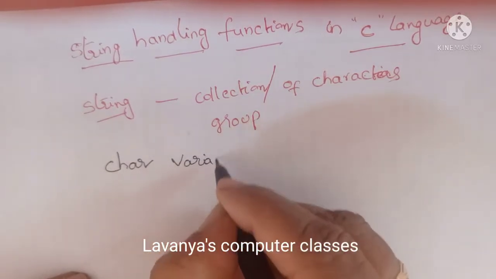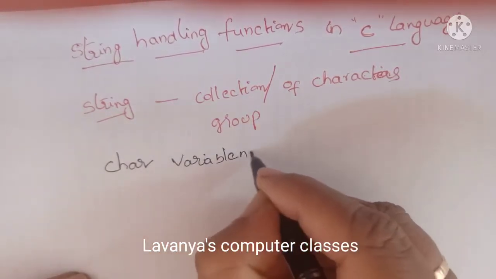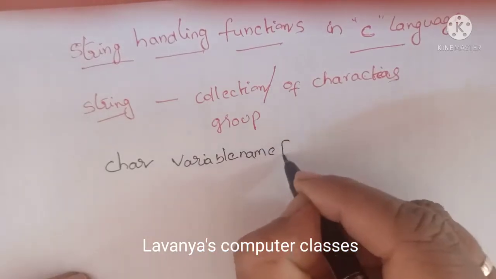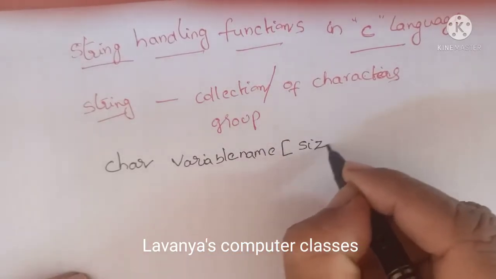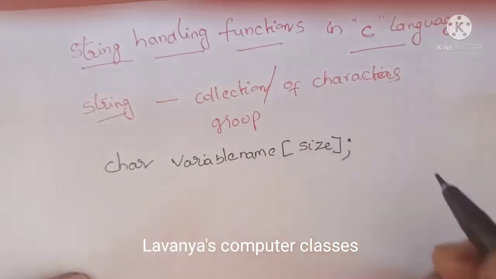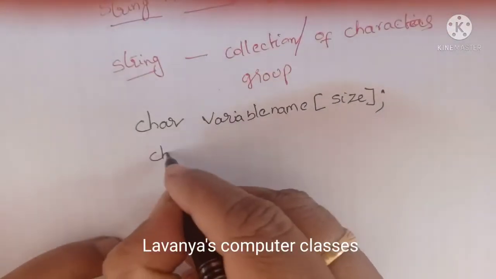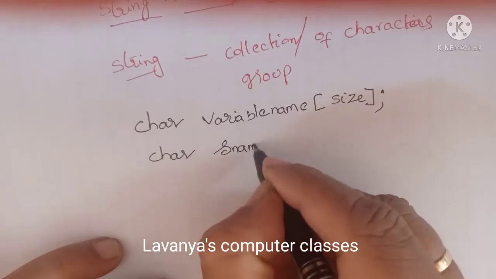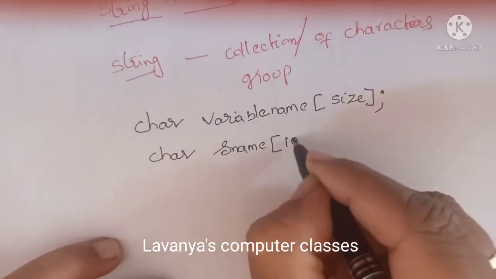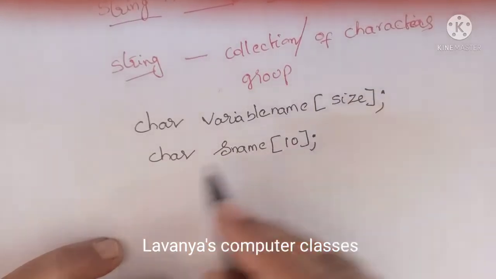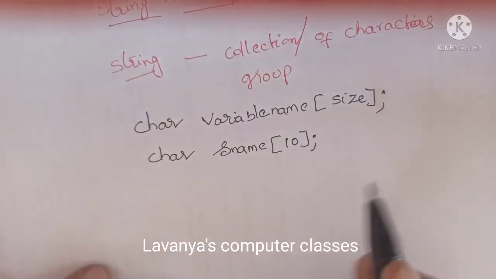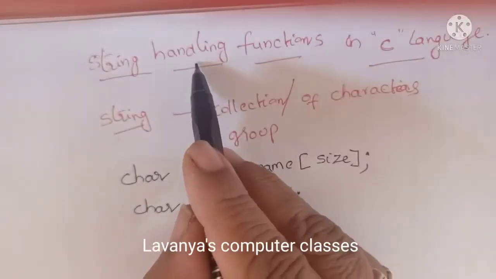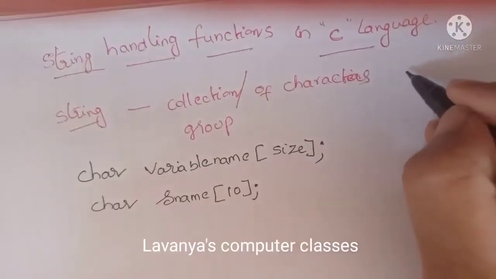The syntax is char, then the variable name, and within brackets we specify the size of that string, how many characters we require. For example, I want to define sname, the name of the student. Which data type is it? char, the character data type. With 10 characters I need it. So char sname[10] means it takes up to 10 characters. That is called a string.